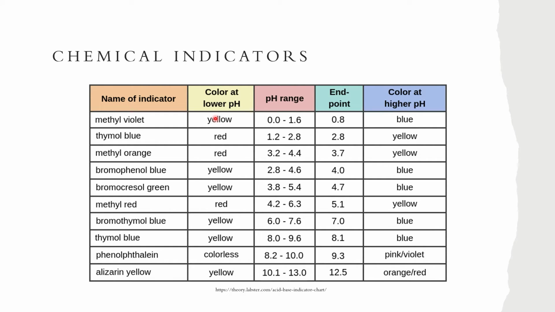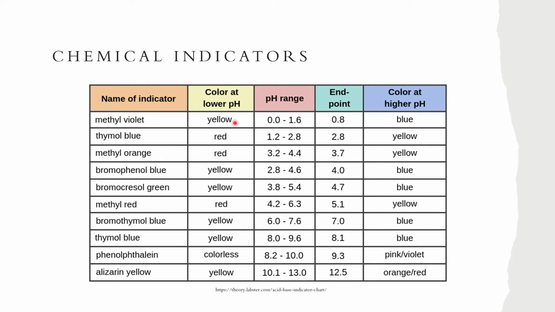You can find tables like these, which outline them all. What you'll find is that most indicators have a pH range, a range in which there is a turning point. You may even find a more specific endpoint, a pH where the indicator will change from one color to another. So, for example, methyl violet will change from yellow to blue as it progresses from a pH which is less than 0.8 to a pH which is more than 0.8.